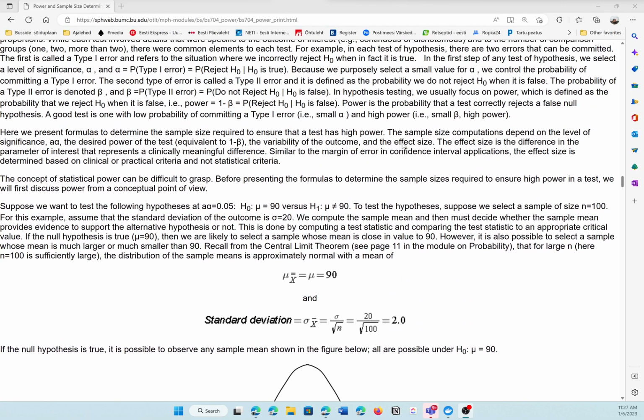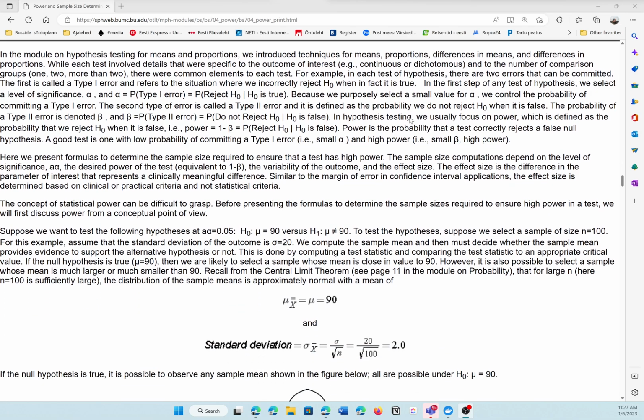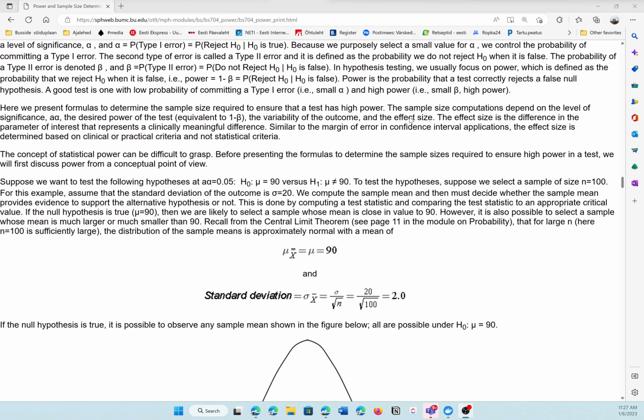And now another example for people who haven't got bored yet. We have a more specific example here. So here, again, we are assuming that the mean is 90.